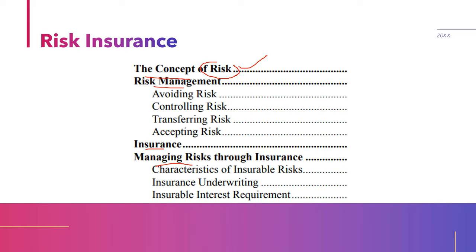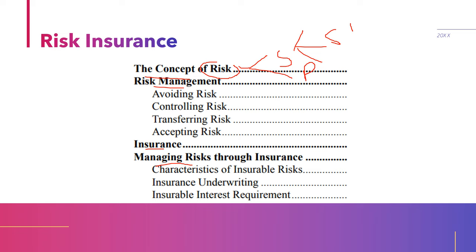If we classify risk, it is basically of two types. One is speculative risk and the other one is pure risk. Speculative risks are those risks which have three possibilities: either gain, loss, or no change. Let's take an example of stock. If you purchase a stock, the stock price will either go up, go down, or there will be no change. So that is the example of speculative risk.